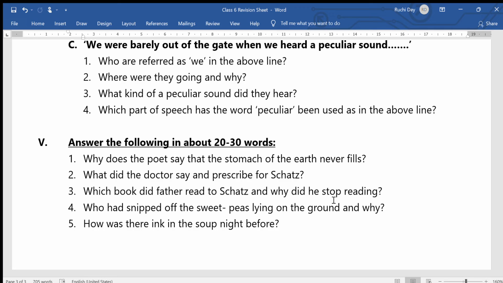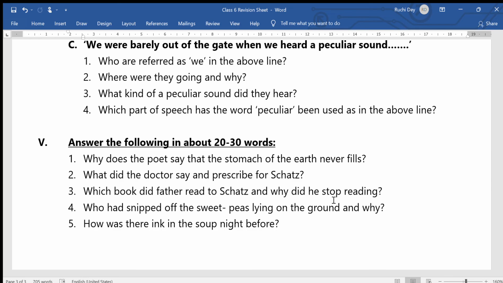What did the doctor say and prescribe for Schwartz? Well, the doctor said that he was down with 102 fever and he had prescribed him 3 different kinds of medicines. If your word limit is short, you can mention the medicines. If it is already elaborated, you need not mention the different categories of the medicines, the different types. You can just mention the 3 different medicines then.